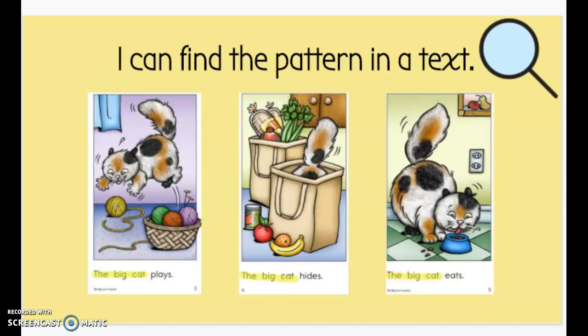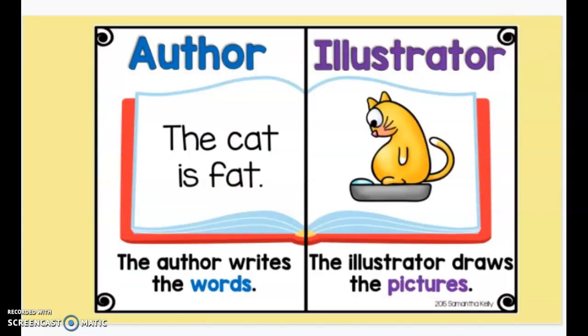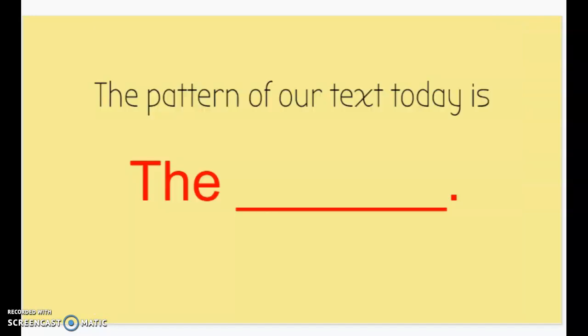The next I can we want to say is I can find the pattern in a text. The pattern in a text is going to be repeated words on every page. So for example, the big cat plays, the big cat hides, the big cat eats. We know each page starts the pattern, the big cat. We also want to keep in mind the author is the person who writes the words in the book, and the illustrator is the person who draws the pictures.